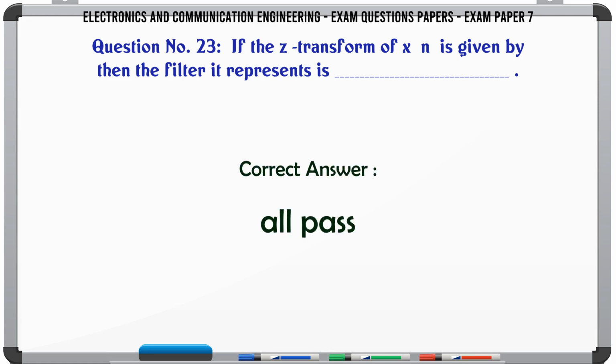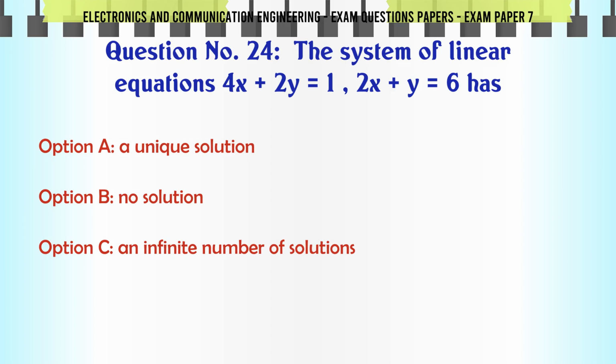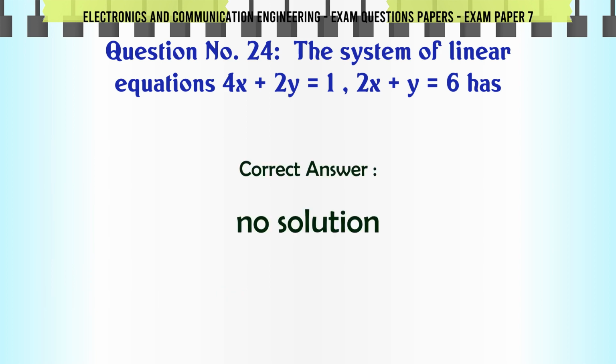The correct answer is all pass. The system of linear equations 4x - 2y = 1, 2x - y = 6 has: A, a unique solution; B, no solution; C, an infinite number of solutions; D, exactly two distinct solutions. The correct answer is no solution.